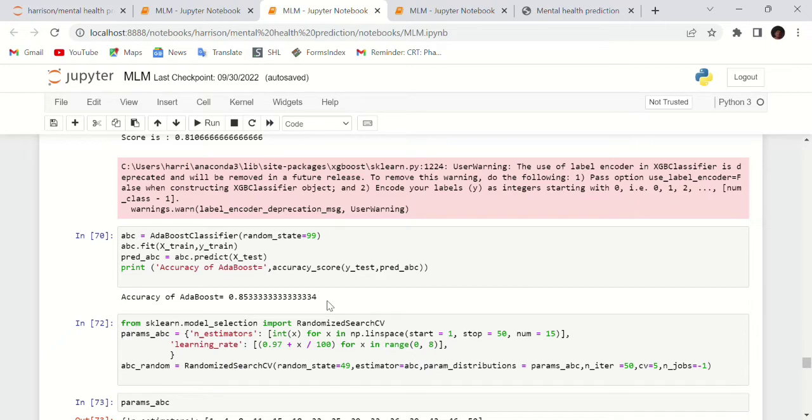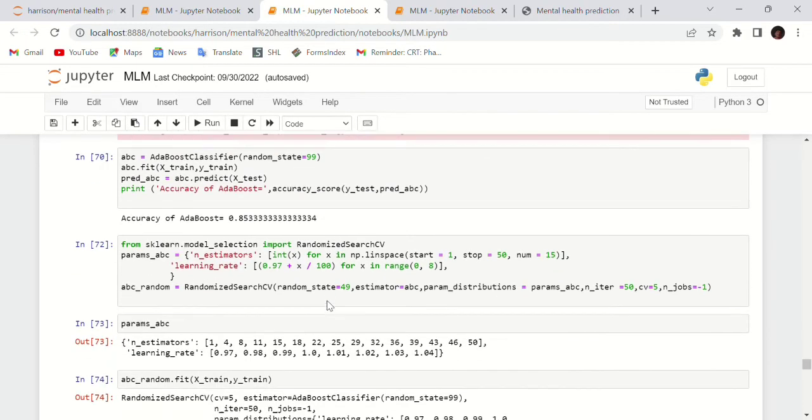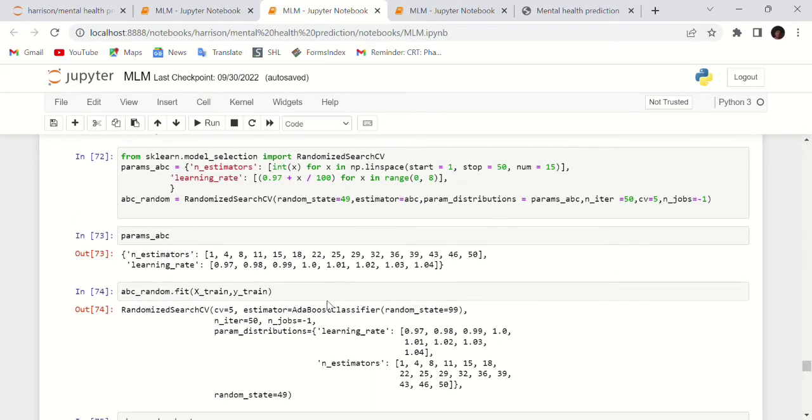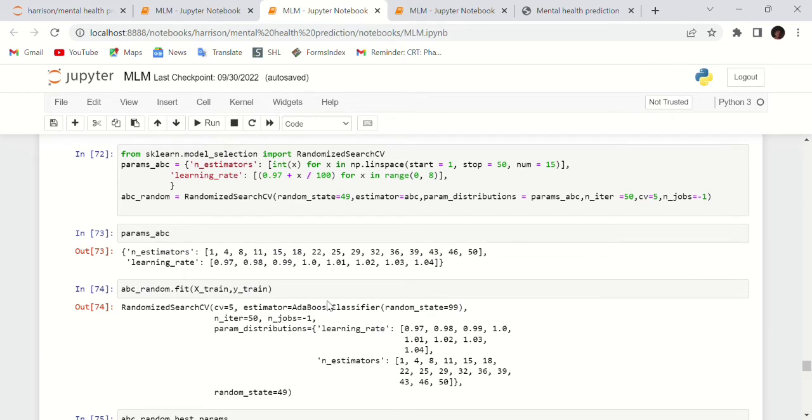For hyperparameter tuning, we can either use grid search CV or randomized search CV. Randomized search CV is faster and more efficient and preferred, so we will be using it in our project. For n estimators, we are taking 15 equally spaced values from 1 to 50, and for learning rate, we are taking various values close to 1. There are various parameters to be passed in randomized search CV to know what each parameter signifies.